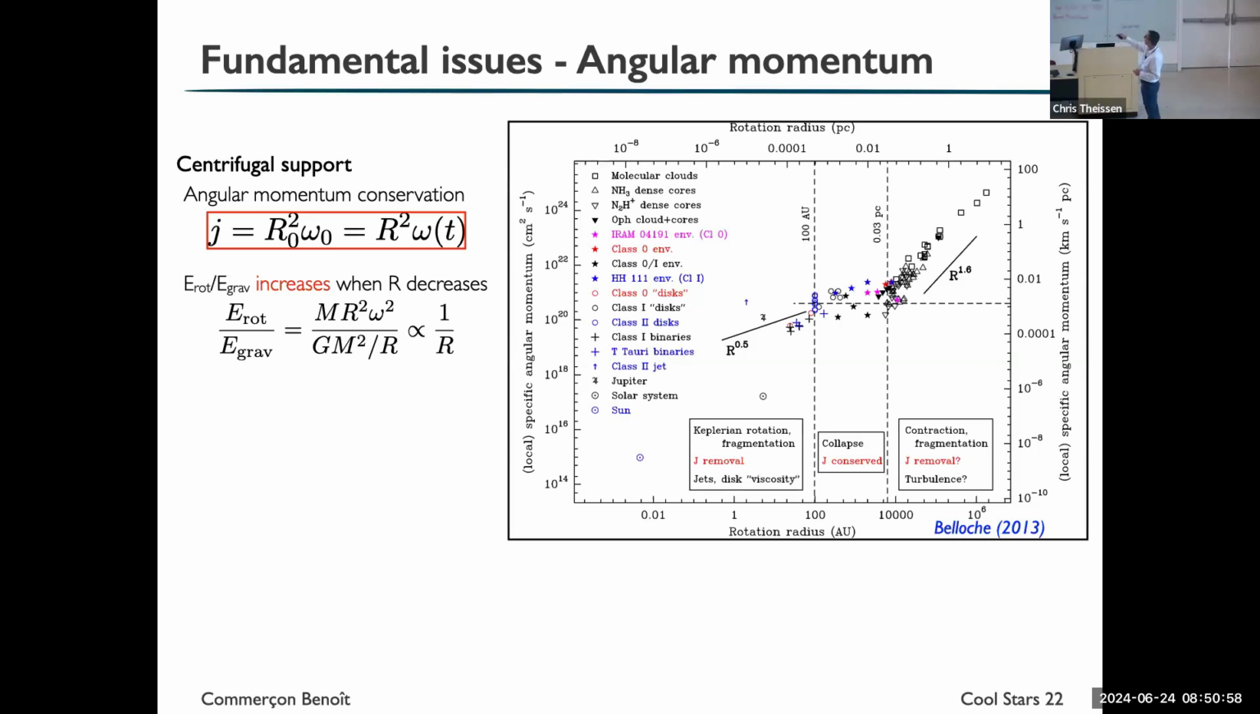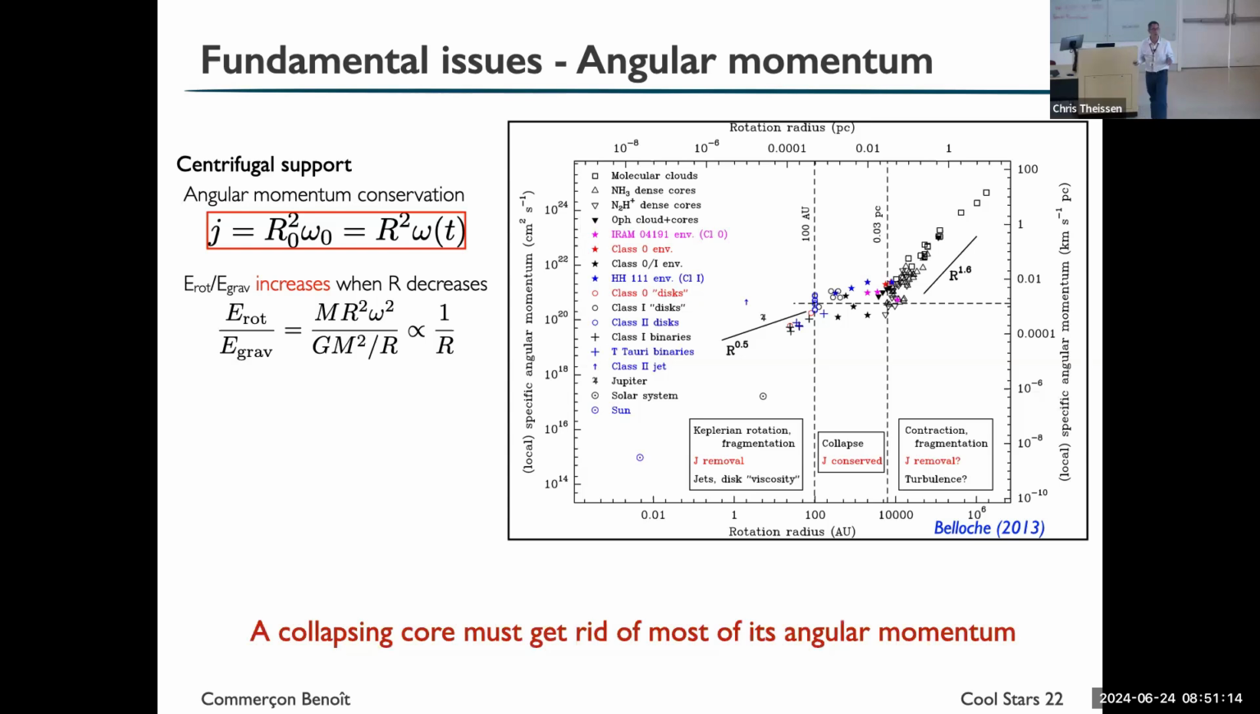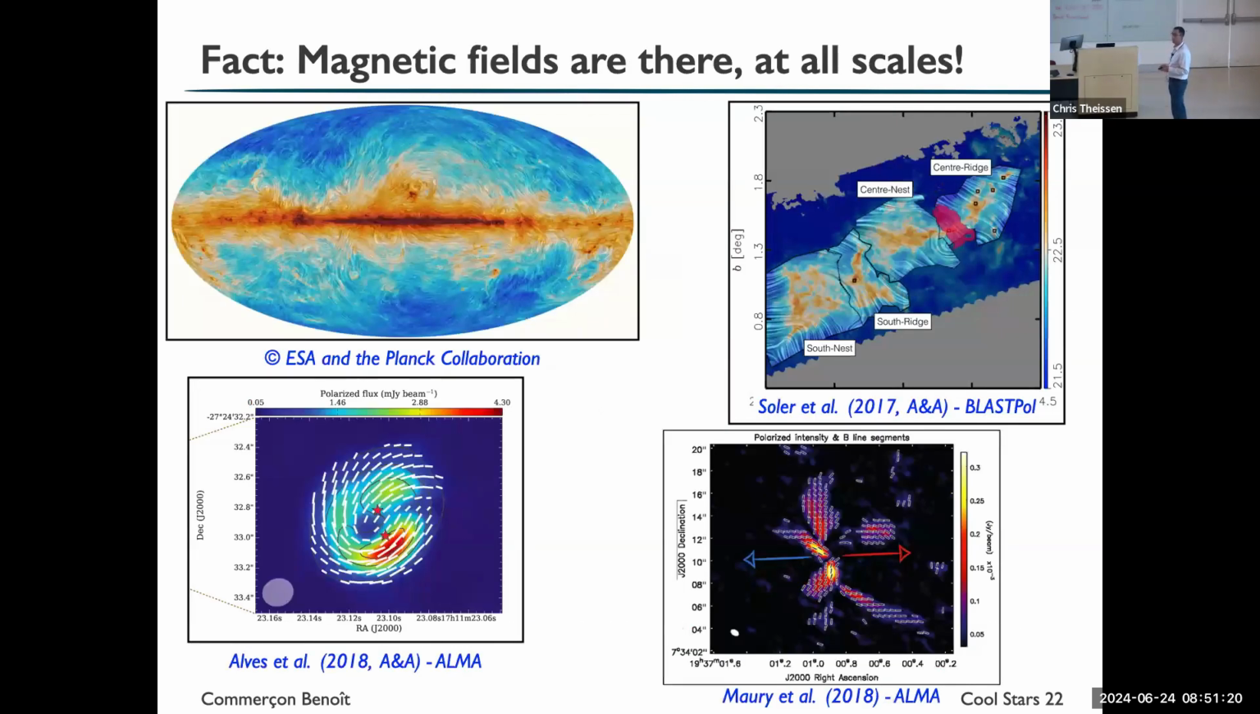First, at scales larger than the dense core, this decrease is maybe due to turbulence in the ISM, but then you see that angular momentum is more or less conserved in the envelope and then decreases again at scales less than 100 AU. This means that in order to form a star, a collapsing core must get rid of most of this angular momentum. So that is problem number one. Problem number two: magnetic fields.